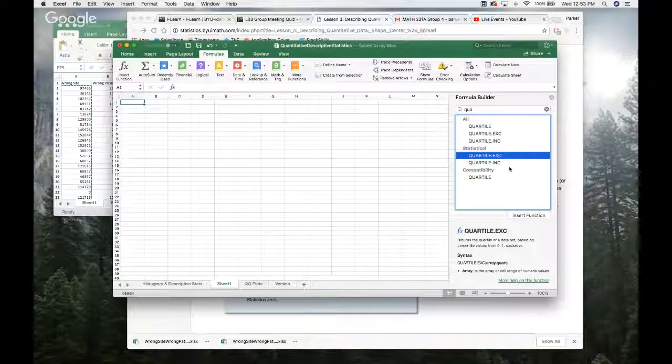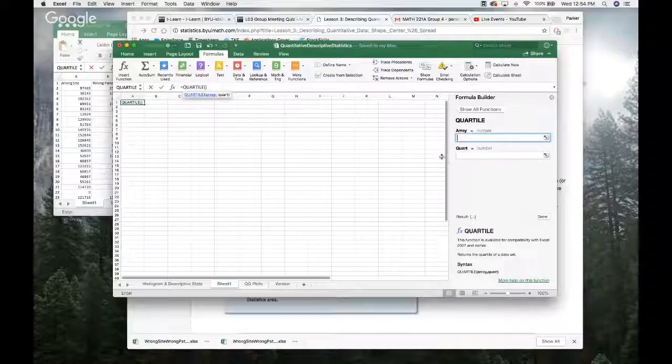Did you do quartile.exc or quartile.inc? I just did straight quartile. I actually typed it in because it didn't come up. So I typed in quartile in the what are you looking for box, and quartile on its own came up. And then for your array, the statistical data on my sheet was B2 through B177. I don't know what it's on yours.